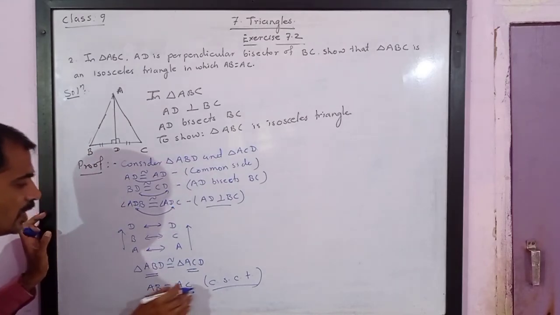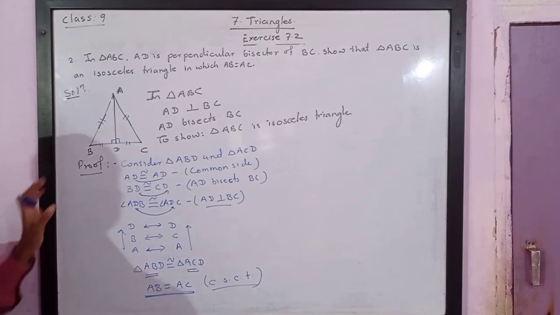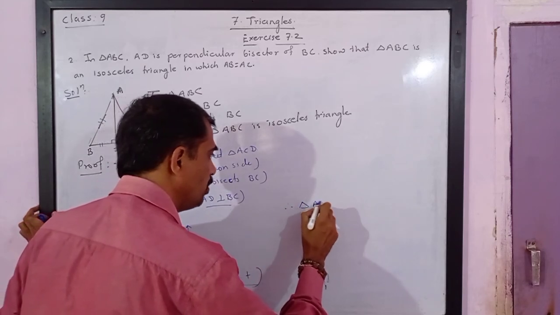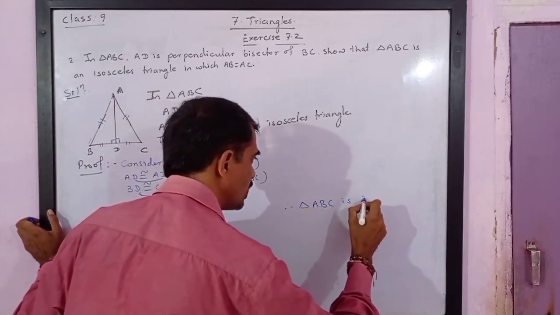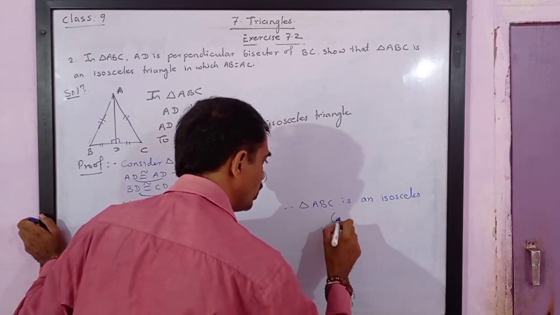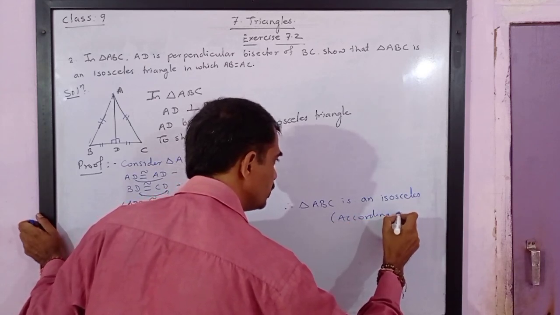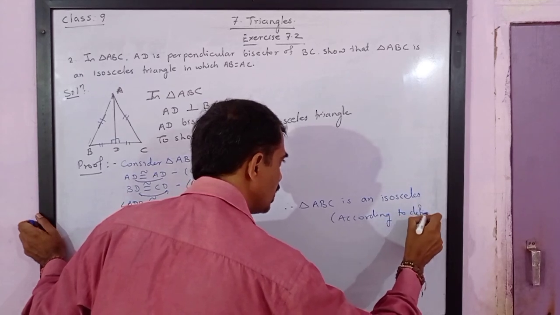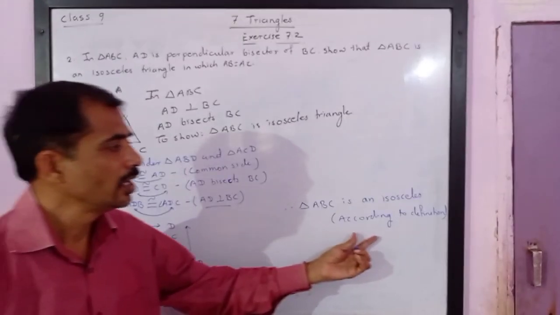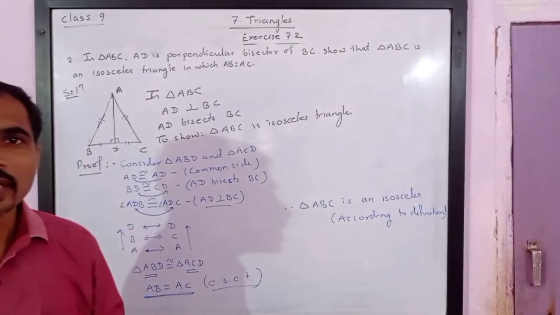Now, if these are corresponding triangle sides, we have got AB is equal to AC. If AB is equal to AC, it means triangle ABC is an isosceles. Therefore, triangle ABC is an isosceles triangle. That is according to definition. Definition of isosceles triangle is, if two sides of the triangle are congruent, then we call the triangle as isosceles. So according to definition of isosceles triangle, triangle ABC is an isosceles triangle.